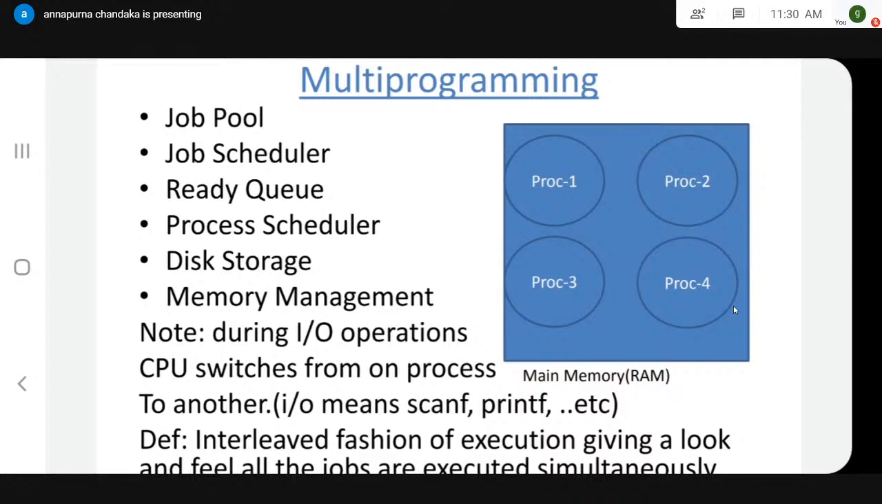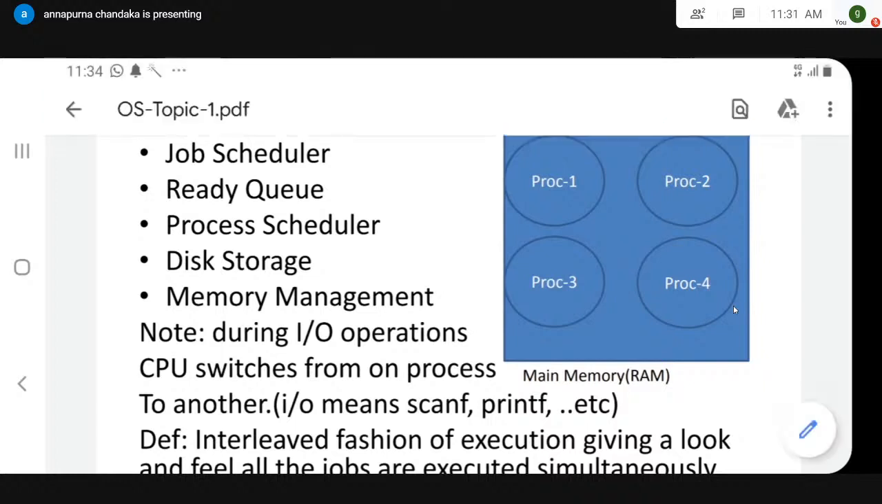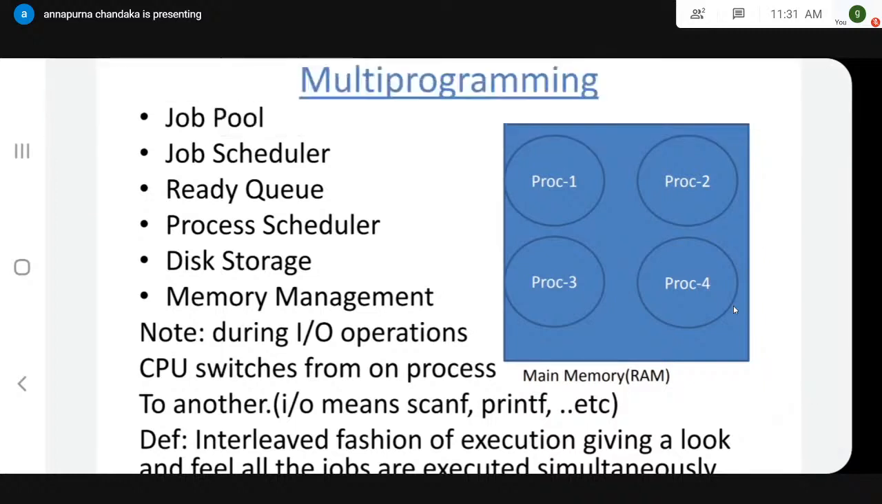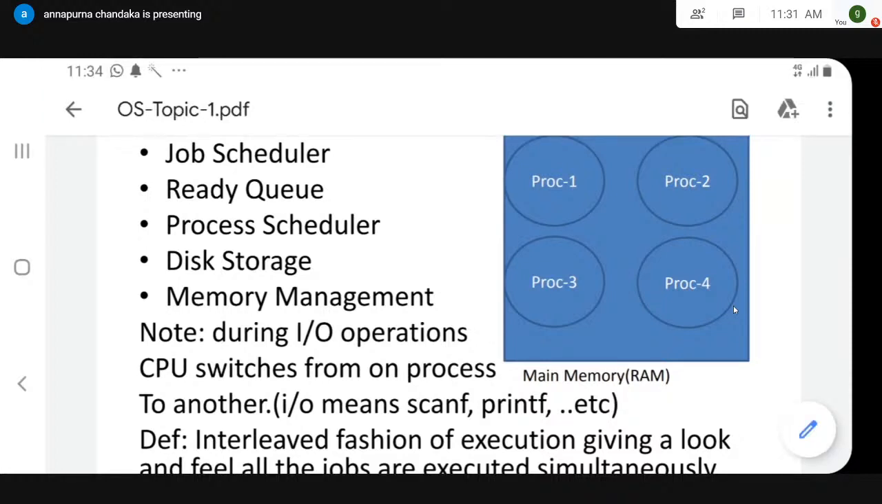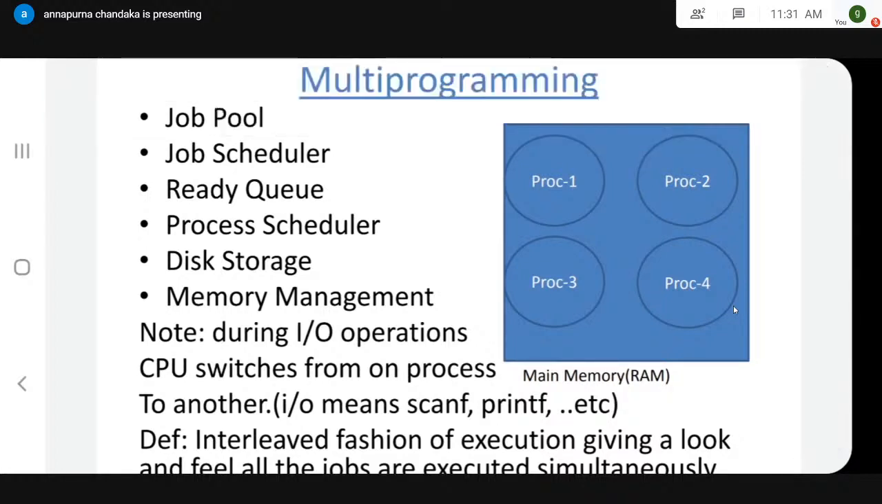You may get a doubt. While executing process 1, whenever an IO operation is encountered, you are switching from process 1 to process 2. Then whatever input has been given by the user, who is going to take it? Every computer system has a minimum of 2 processors. Number one, CPU. Second one is IO.